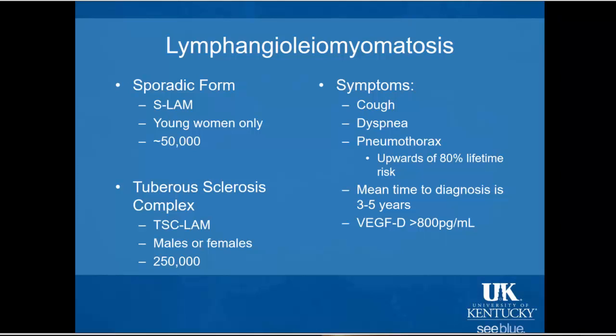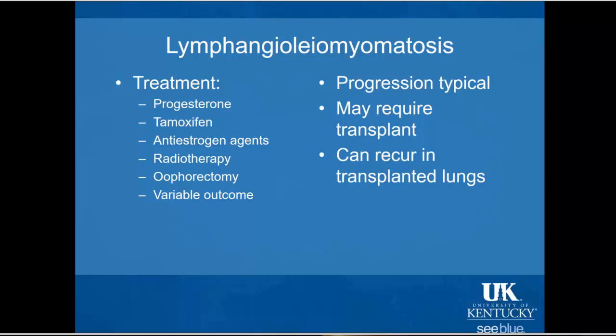These patients do have an elevated vascular endothelial growth factor. Treatment: progesterone, tamoxifen, anti-estrogen agents, and other corresponding things, radiotherapy potentially, oophorectomy.